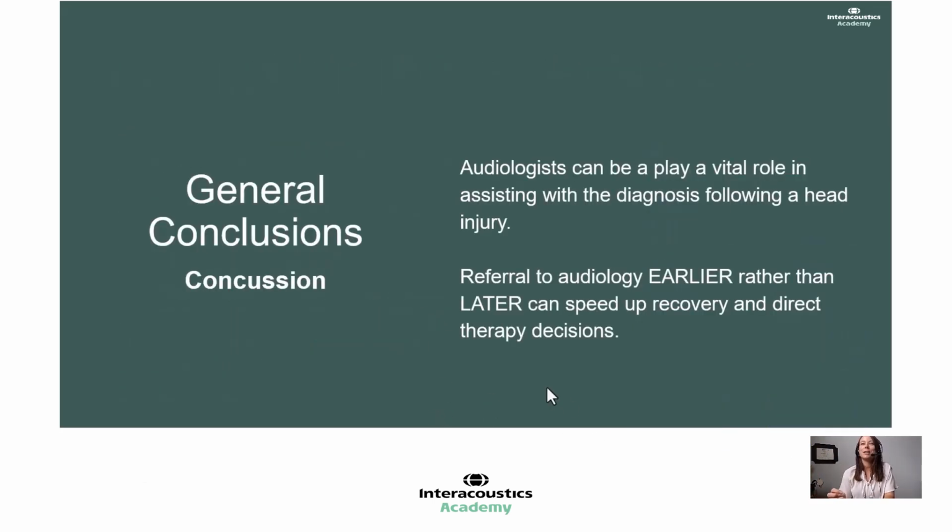Hopefully from this presentation, you can see that audiologists can play a vital role in assisting with the diagnosis post-head injury, especially for those patients that are complaining of dizziness, balance issues, or visual changes after their head injury. And ultimately, referring to audiology earlier rather than later can really help speed up the recovery and direct therapy decisions. Especially if there is a peripheral vestibular involvement, it's helpful to know that earlier in the recovery process rather than discovering it later.